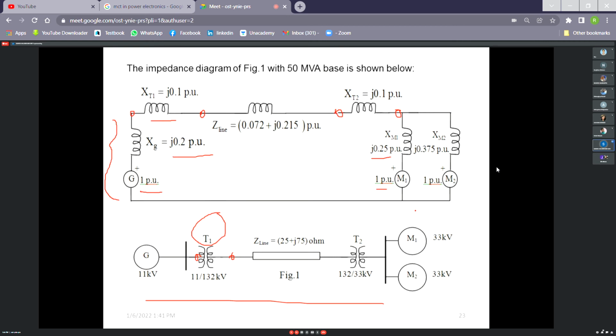Actually, an impedance diagram may be required in healthy condition to find out the current in generators, motors, or in different components. But it is mostly required for fault calculation. When there is a fault, how much unhealthy current will flow through the different components? So for that, how much protection is required, which type of protection we shall give. For that reason, actually, per unit quantities are required.